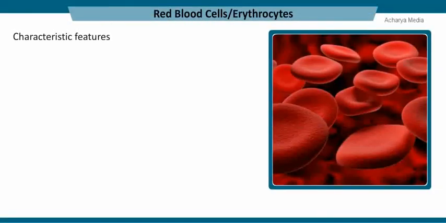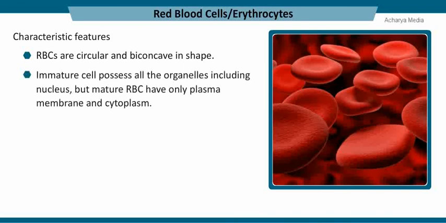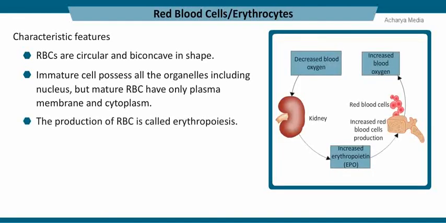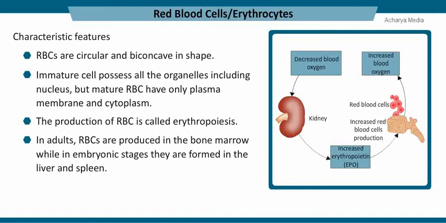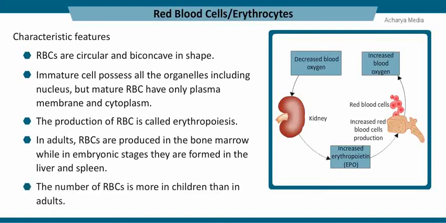Red blood cells are otherwise said to be erythrocytes. RBCs are circular and biconcave in shape. Immature red blood cells possess all the organelles, including the nucleus, but mature RBCs have only plasma membrane and cytoplasm. The production of RBC is called erythropoiesis. In adults, RBCs are produced in the bone marrow, while in embryonic stages, they are formed in the liver and spleen. The number of RBCs is more in children than in adults.